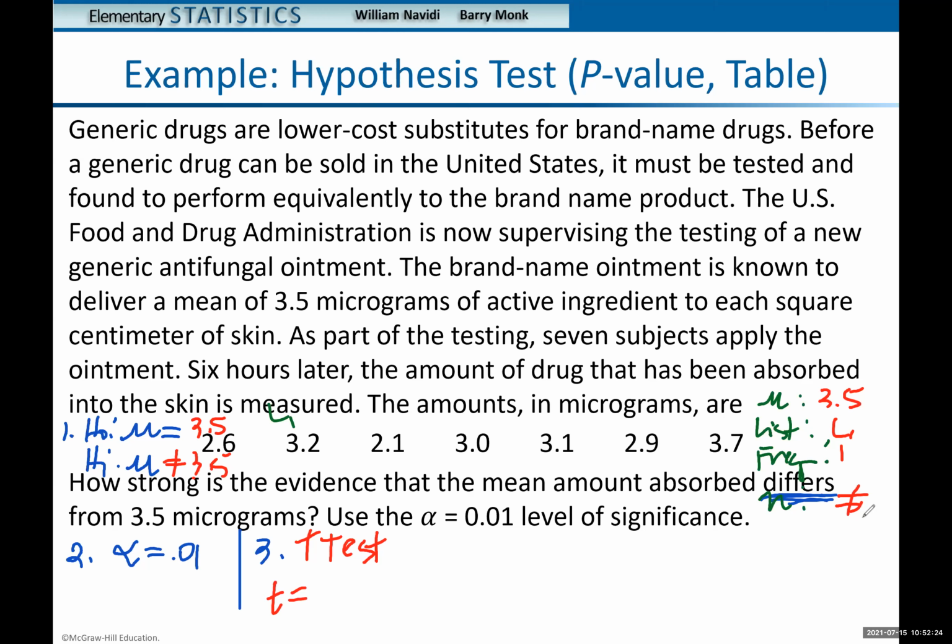What did you get? For T, I got minus 2.95. I also got that. And for the p-value, 0.0256. I also got that. Me too.